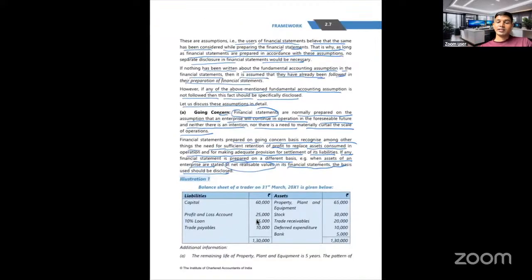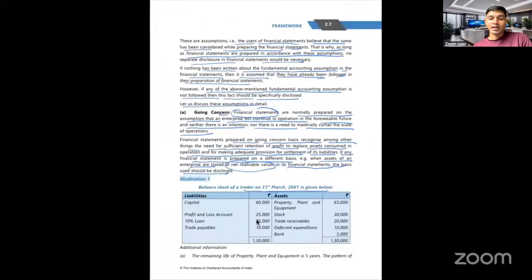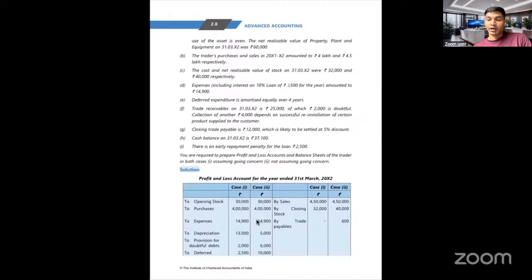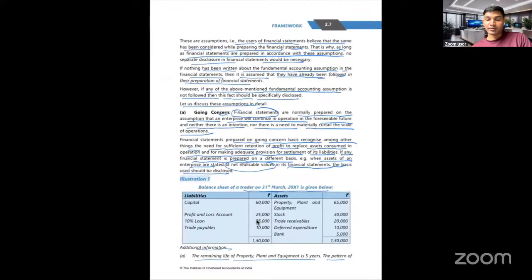Here is the balance sheet of a trader as on 31st March 2021, given below. Additional information: the remaining life of PPE is 5 years, and the pattern of use of the asset is given. The net realizable value of PPE, that is equipment, is 60,000.